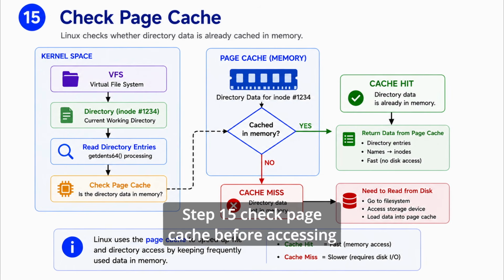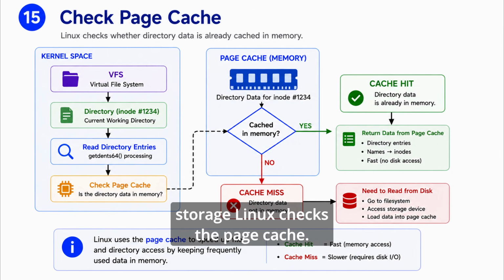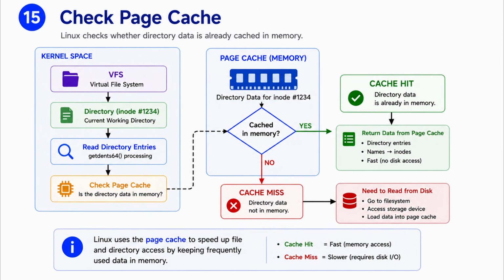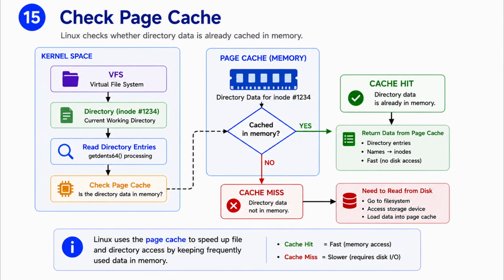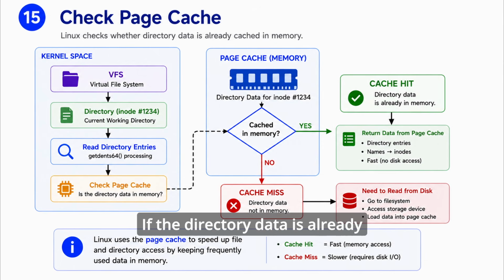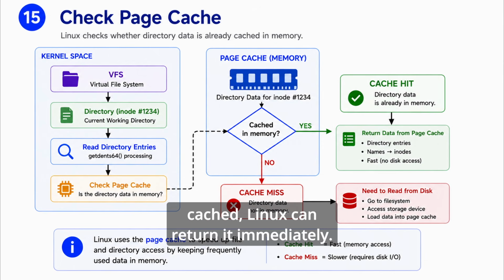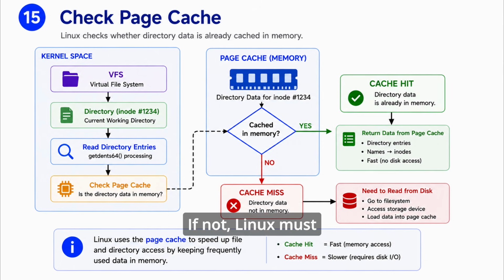Step 15. Check page cache. Before accessing storage, Linux checks the page cache. The page cache stores recently used file system data in RAM. Memory is much faster than storage devices. If the directory data is already cached, Linux can return it immediately. If not, Linux must retrieve it from storage.